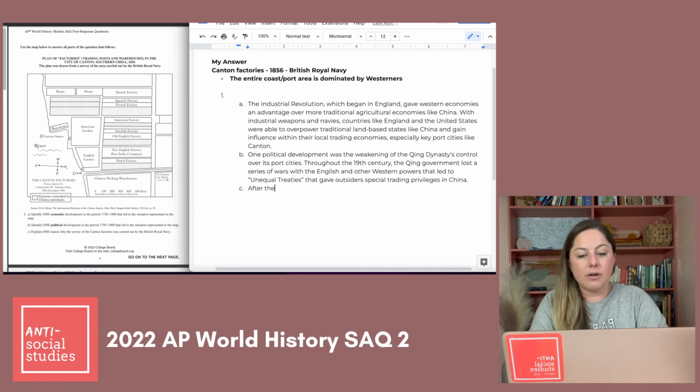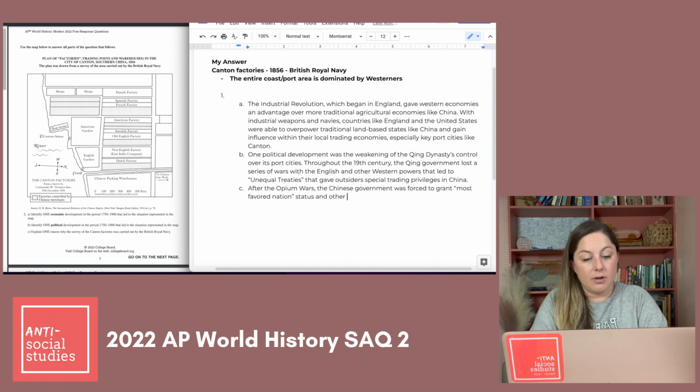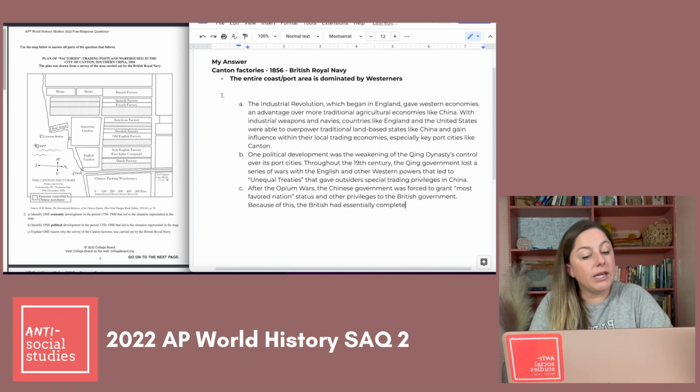So after the Opium Wars, the Chinese government was forced to grant most favored nation status and other privileges to the British government. Because of this, the British had essentially complete power over key trading ports like Canton.